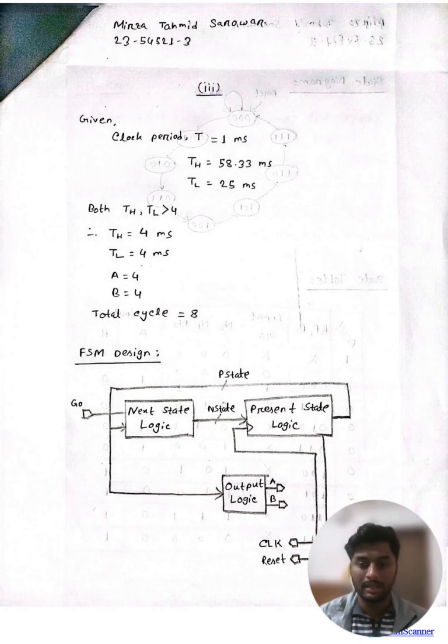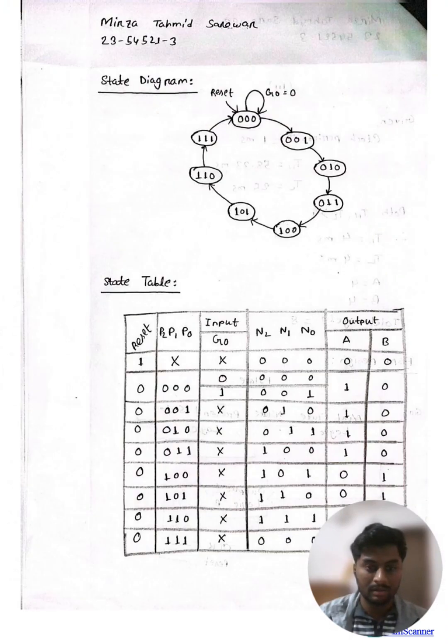Now let's explain the state diagram. Here's my state diagram. In the state diagram, each state represents a timing setup, and each transition occurs on a clock pulse. So the FSM starts with states where output A is active, and then transitions to states where output B is active. So basically this is what the FSM state diagram does.